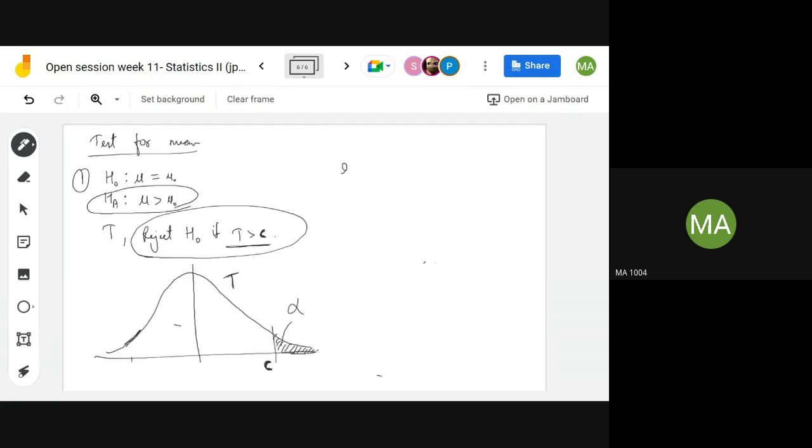But if I ask where is that mu naught in this graph? This is your mu naught. The distribution is just revolving around this mu naught, and we are rejecting the test if it is greater than C. If my test statistic value comes out to be greater than C, you will reject H naught. And this is your alpha.